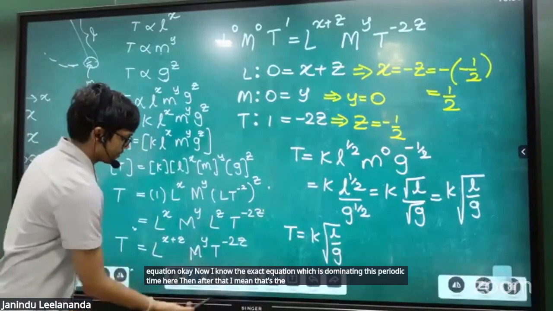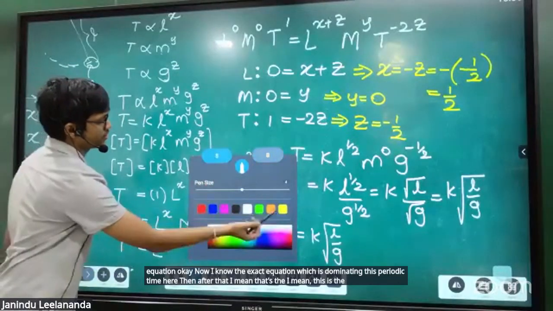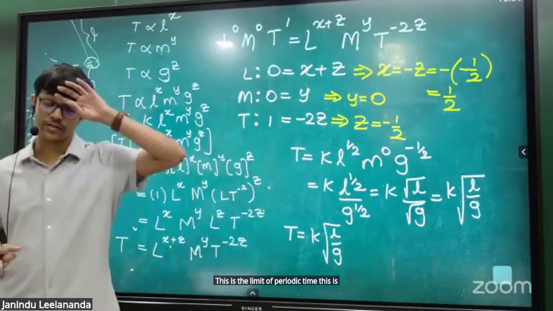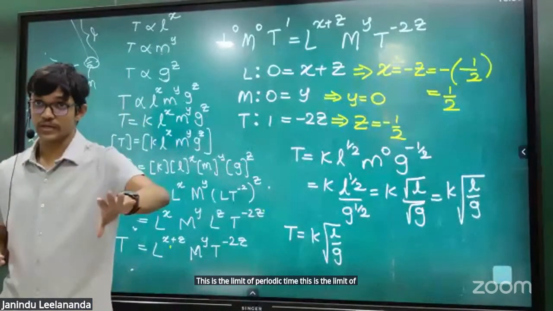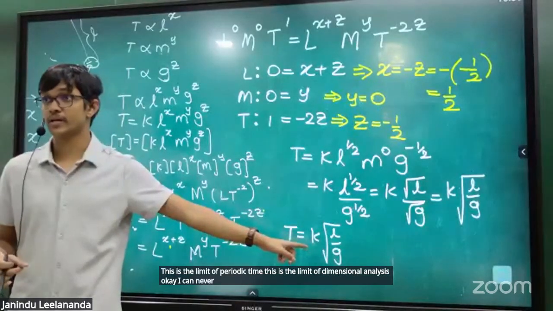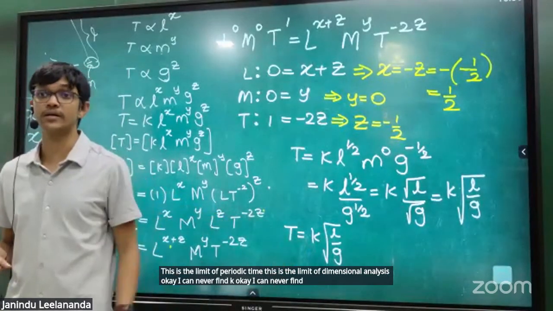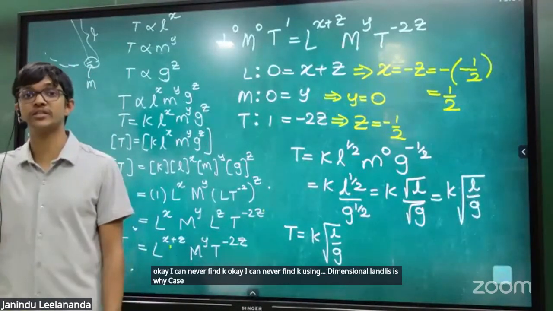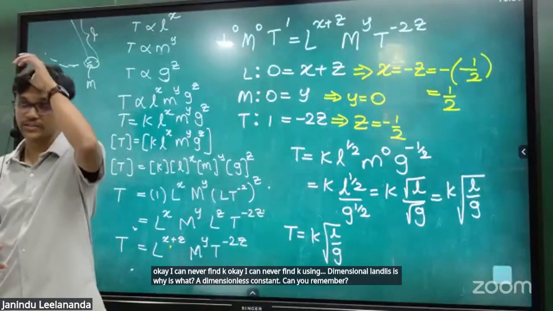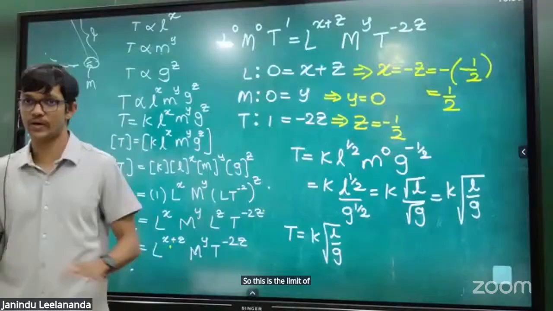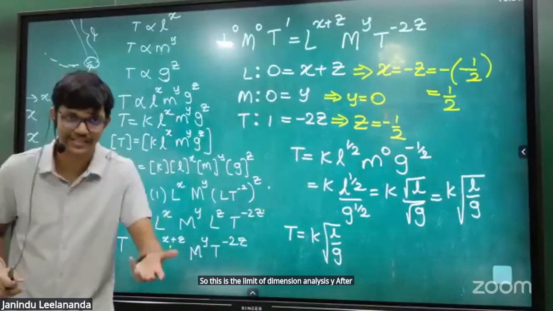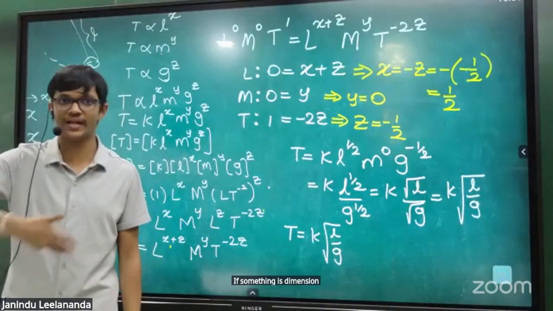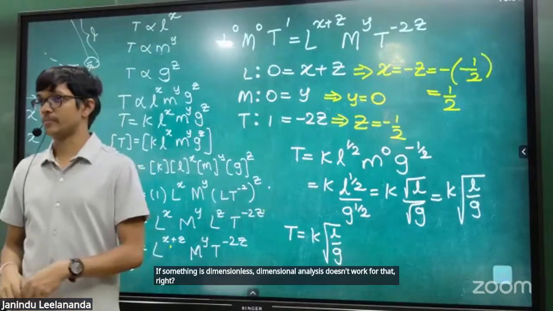Attention, this is the limit of periodic time. This is the limit of dimensional analysis. I can never find K using dimensional analysis. Why? K is what? A dimensionless constant. Can you remember? So this is the limit of dimensional analysis. After this point, I can't analyze K, right? K is dimensionless. If something is dimensionless, dimensional analysis doesn't work for that, right?